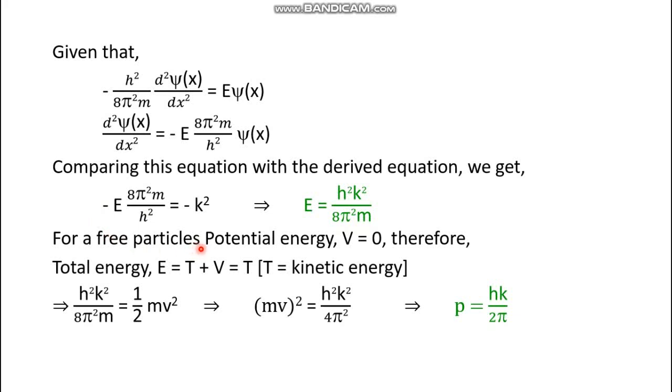Now for a free particle, here is actually a grammatical mistake. It should be free particle. Potential energy V equals 0. Definitely, there should be zero potential energy for a freely moving particle. Therefore total energy E equals kinetic energy plus potential energy, equals T plus V, equals T plus 0, that is equal to T, where T is the kinetic energy. Therefore this expression h square k square by 8 pi square m equals half mv square, because the kinetic energy is nothing but h square k square by 8 pi square m here.